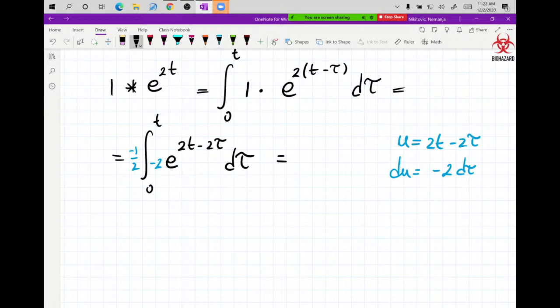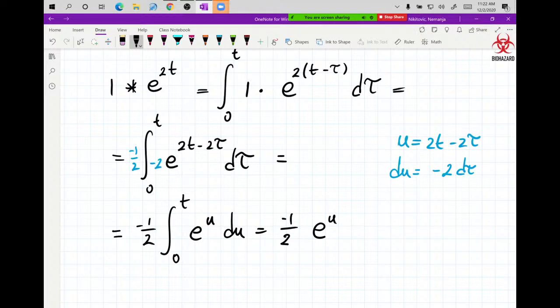There we go. So we fix that, and this becomes now negative 1/2 integral 0 to t, and this becomes just e to the u du, which is now very simple. Right? We have e to the u computed from 0 to t, but we have to, oh, I forgot to switch the limits of integration. Holy nightmare. Hold on, guys. This is terrible.